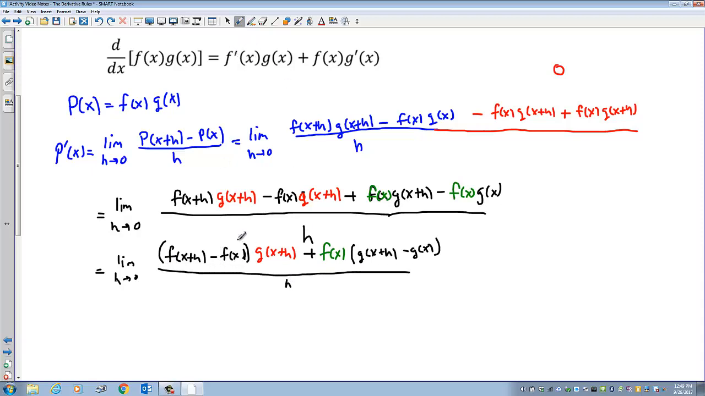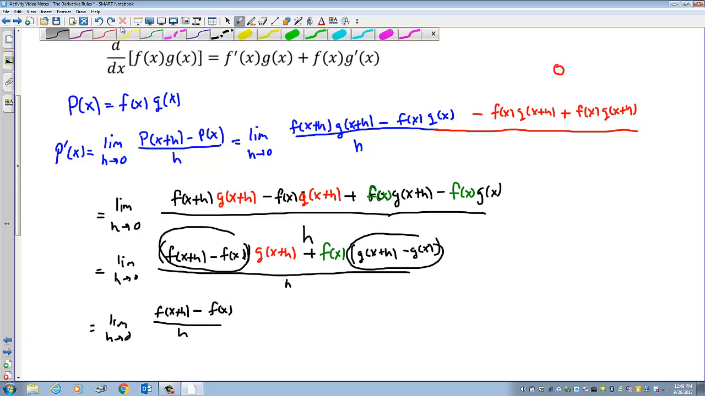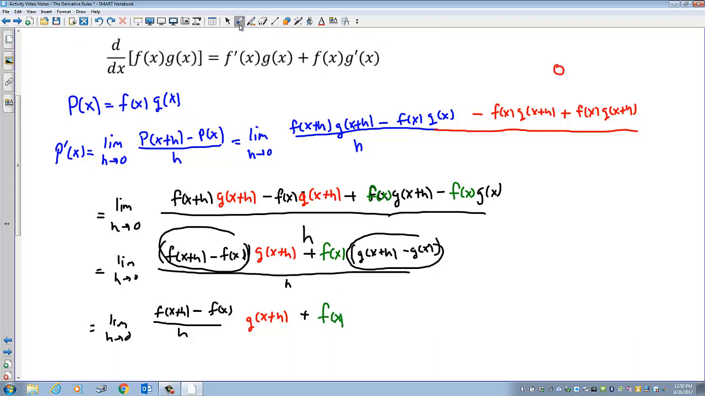It's like you have the derivative, and this is sort of like the derivative right here, times g, plus f, times the derivative of g. And this is sort of like the derivative of g. I can make this look exactly like it, basically, by giving the h to this difference and this difference. And so I can rewrite this as f of x plus h minus f of x, and we'll divide that all by h, and then of course times that g of x plus h, and then plus that f of x, and then that's times the g of x plus h minus g of x, all divided by h.